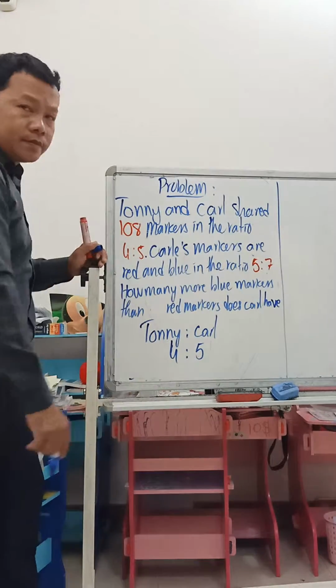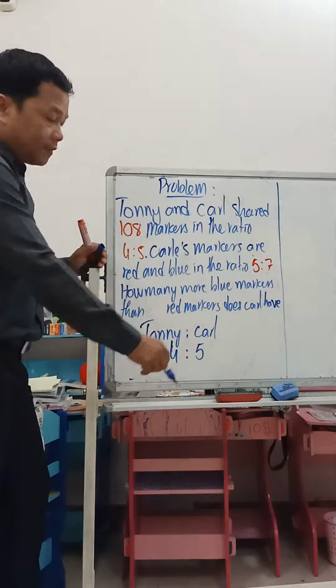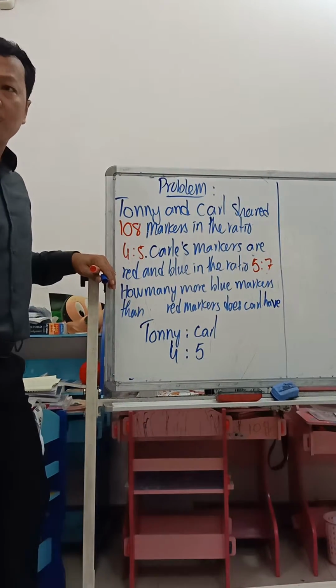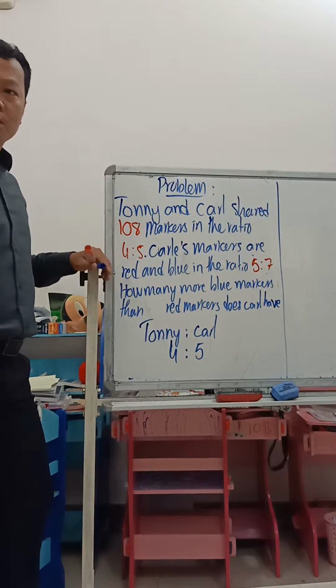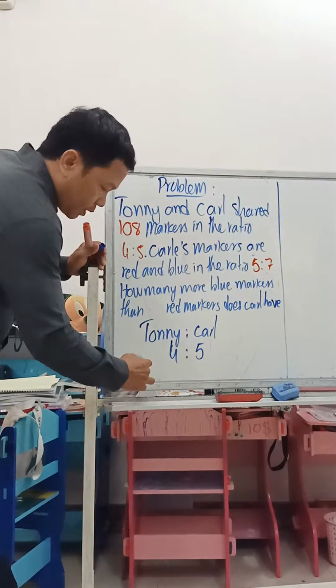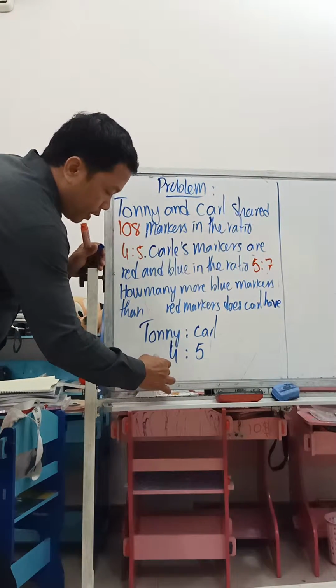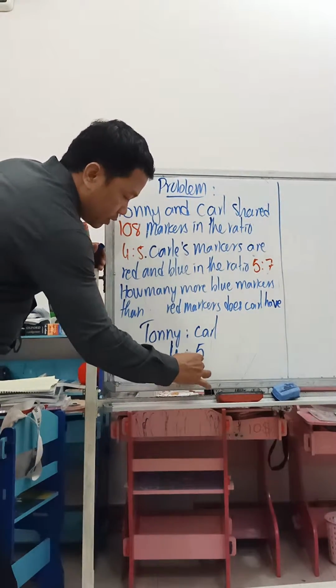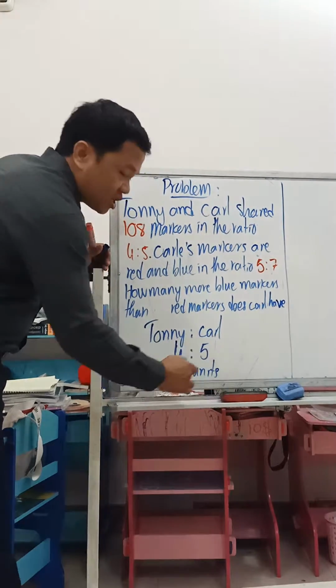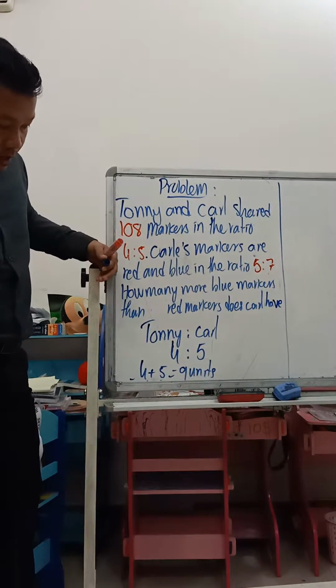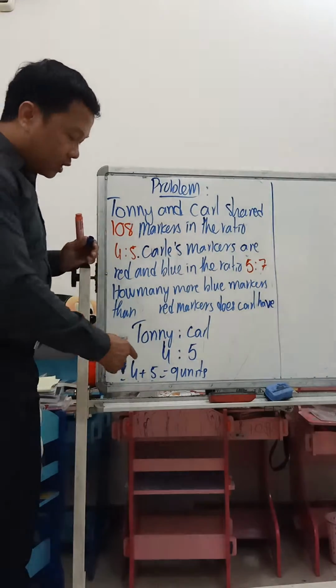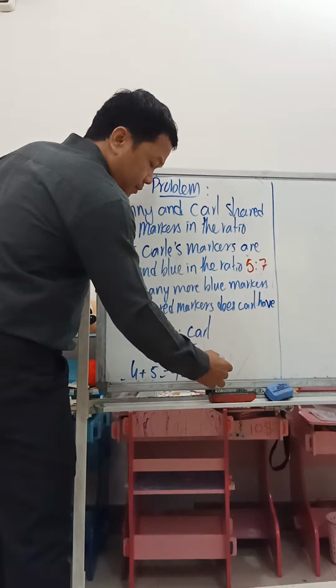Tony has how many? 4. Carl has how many? 5. Total how many units? 9. 4 plus 5 equals what? 9 units. Okay, that means 9 shares, get it? All together 9 shares. And all the 9 shares equal how many markers?